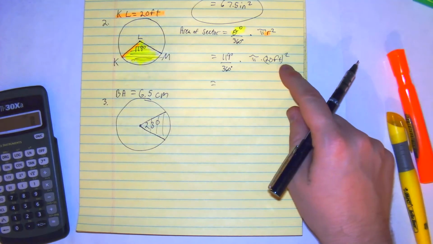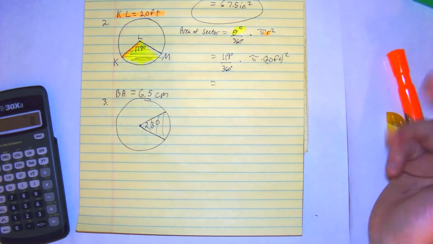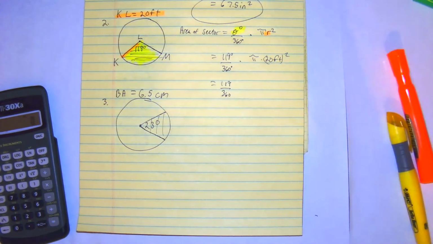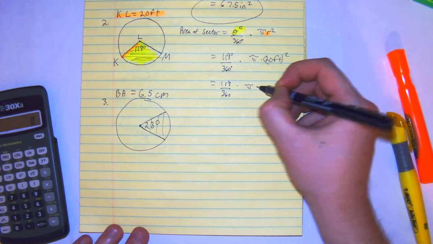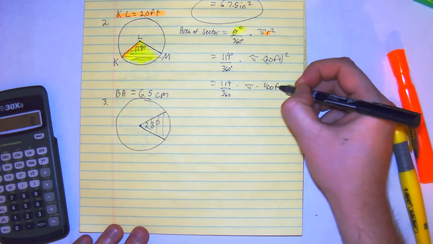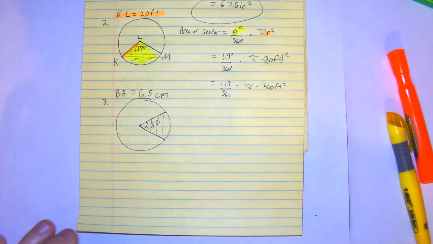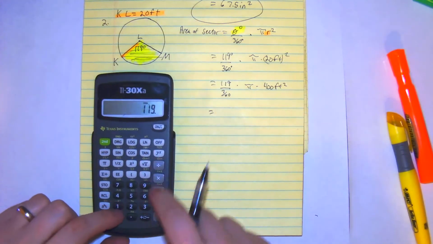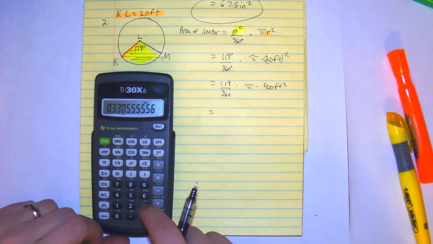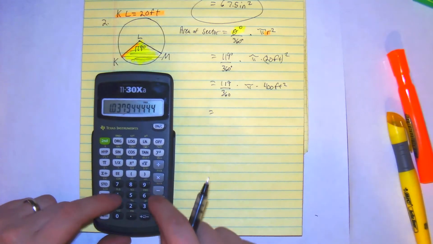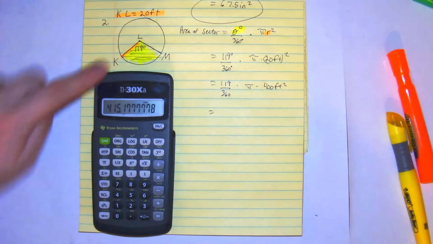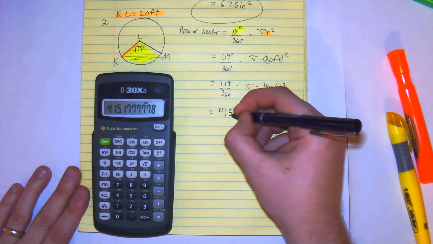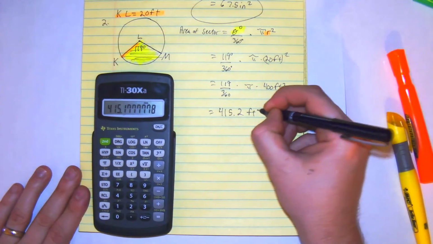20 times 20 is going to be roughly 400. So we have 119 divided by 360 times pi times 400 feet squared. And to get our final answer, all you need to do is 119 divided by 360 equals times 3.14 times 400. And we get the area of this sector is going to be 415.2 feet squared.